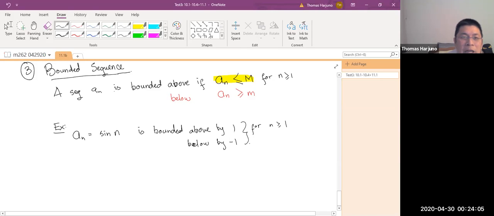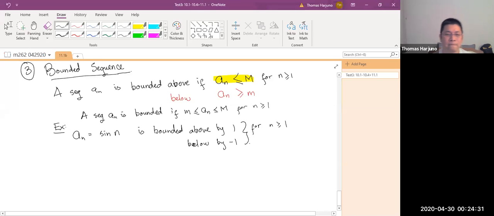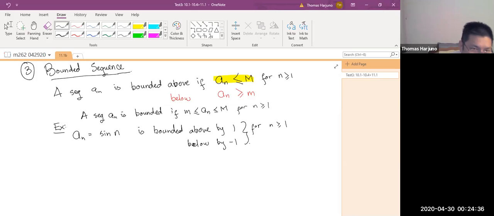Okay. In case a sequence is said to be bounded, sequence a sub n is bounded. When we say it is bounded, then this sequence has the upper bound and also lower bound for any n. So sine n is a bounded sequence because you have upper bound and also you have lower bound. Okay.